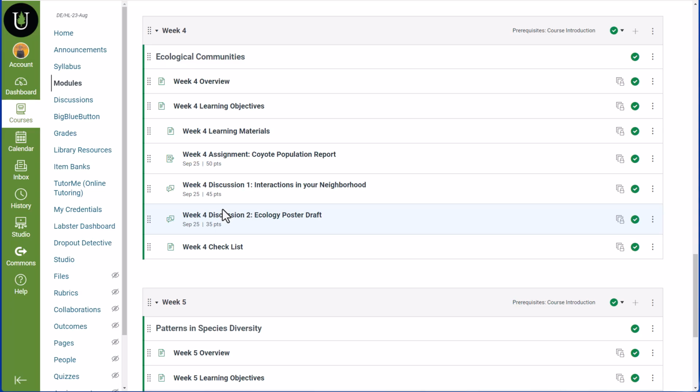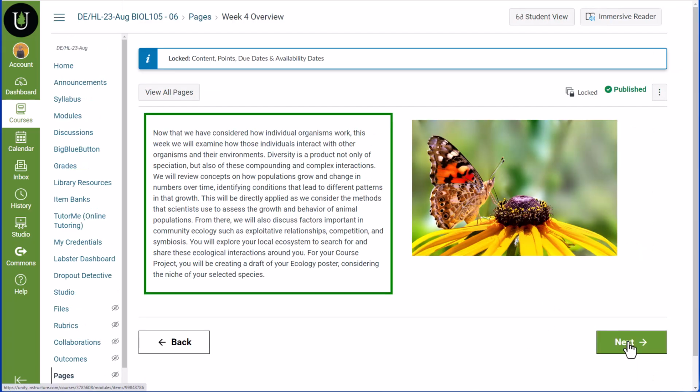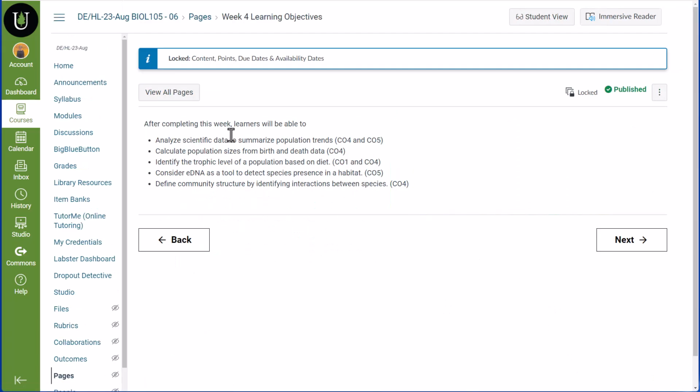Let's take a look at what we're doing this week in week 4. We're talking about ecological communities. You have your brief overview of the content, your learning objectives. So we're going to talk about population growth, and we're going to use some data to show how populations grow.